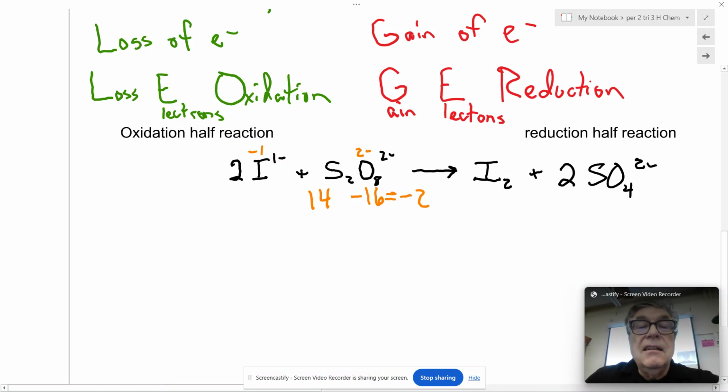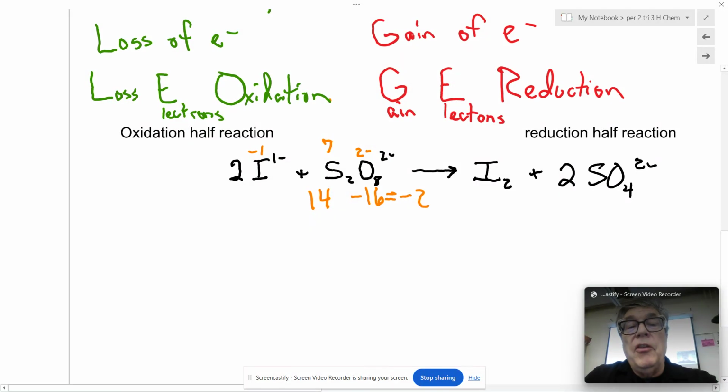Yeah, and this takes a little bit of practice to just get it immediately, but you'll get there. 14 minus 16 equals -2. That is our key to finding out what the oxidation number is for sulfur. Now there are 2 of these. 2 times what is 14? 7. Thank you. So this oxidation state is 7.